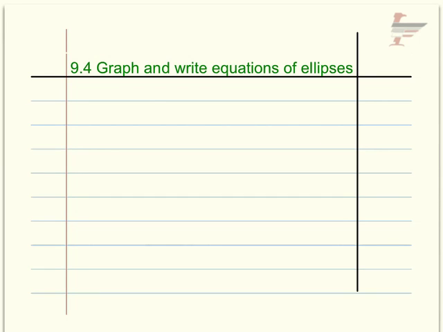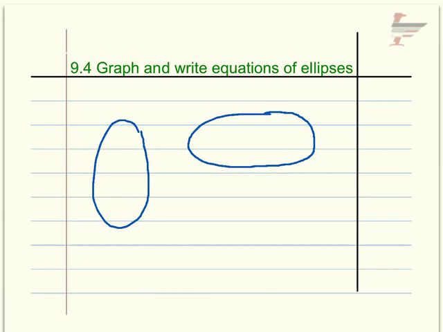Section 9.4 is graphing and writing equations of ellipses. And you probably know what an ellipse is, or maybe you don't, but an ellipse looks something like an elongated circle. It can be horizontal, or it can be vertical.